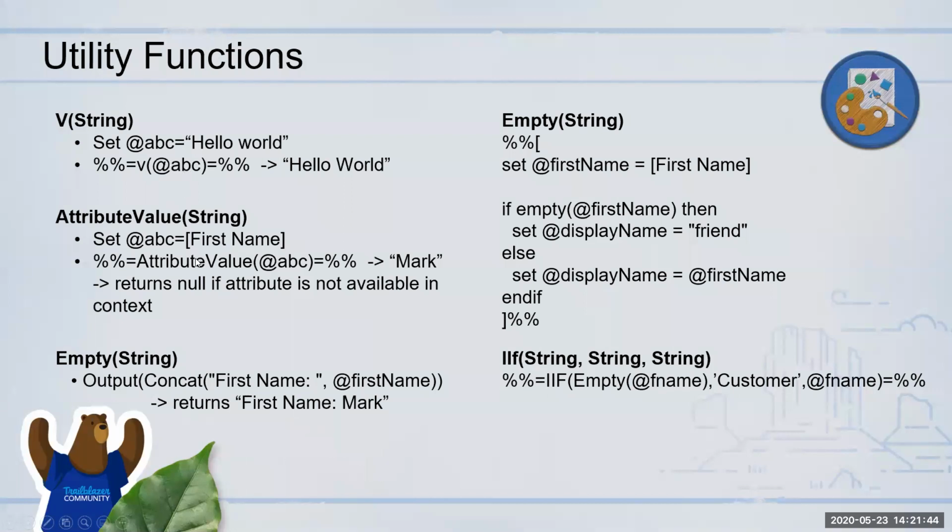But if the attribute you are referring to is a particular field, in this case first name, and it is not available there, if you use V, it will show an error during the email sending. If you use the function attribute value, even if that particular field does not exist, it will come back and show null, and it will not break the email. So look at how you are going to use attribute value versus V in your email based on the use case.